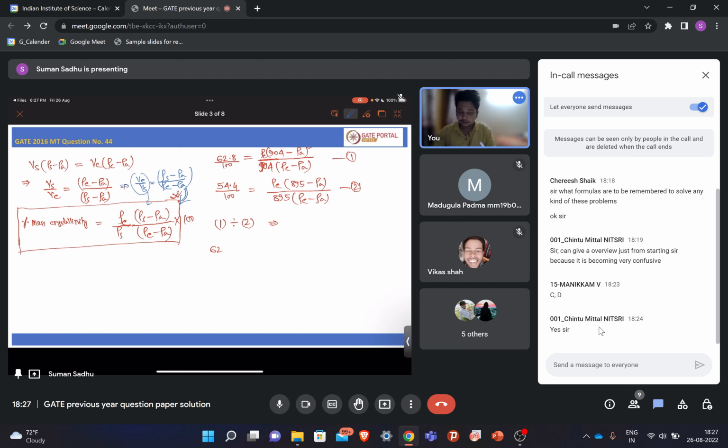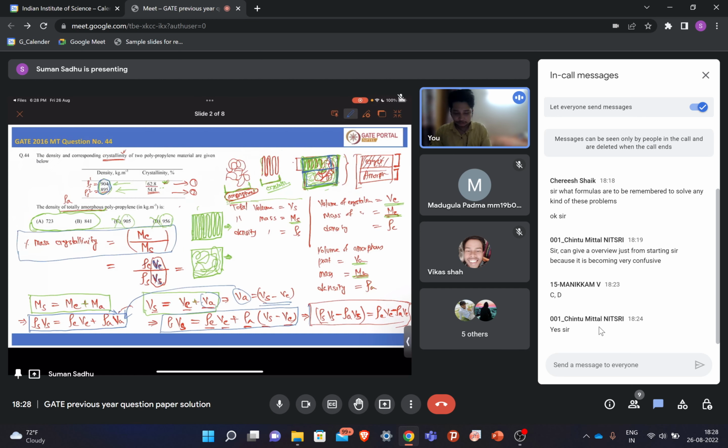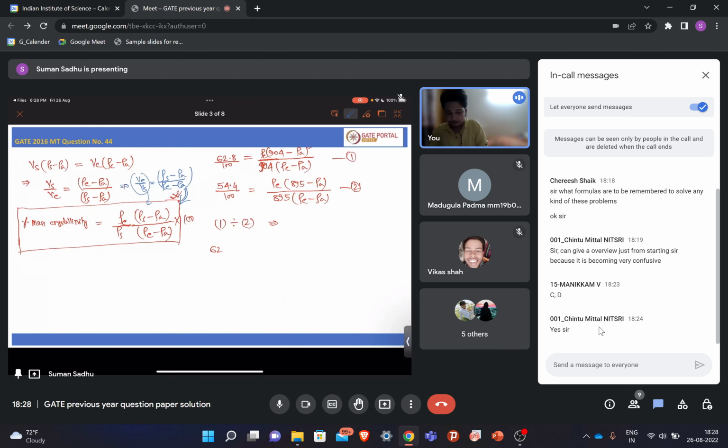From this formula, you can derive the percentage of mass crystallinity, right? So if you don't know the derivation up to this, if you just remember this formula, you will be able to solve this question. I explained this part just to show how this formula comes about, how the derivation comes.